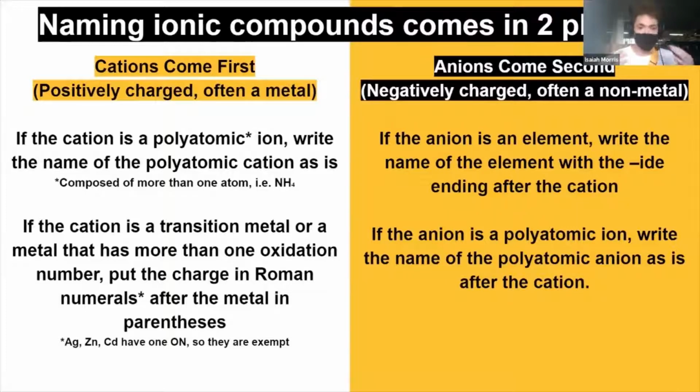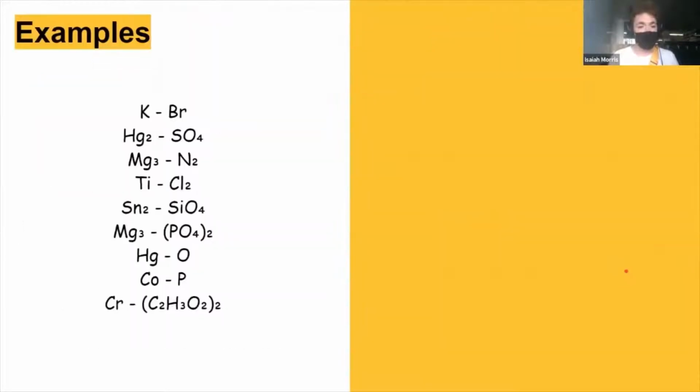So again, like before with the sig figs, this is a lot of information, but this next slide has a few examples to help you guys get into that. All right, starting off with example number 1. Here we have KBr. Would anyone like to take a crack at trying to name this? I think it's potassium bromide.